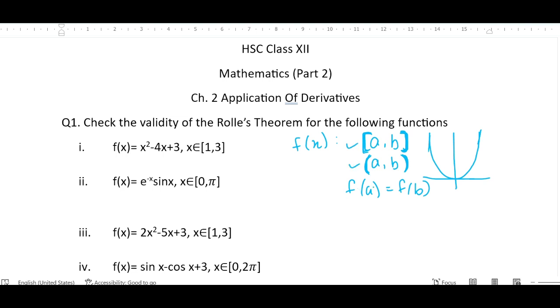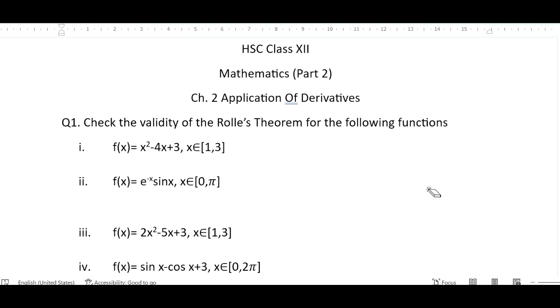Then is f of a equal to f of b? Let's check that. In this case, a is 1 and b is 3. f of 1 is equal to 1 minus 4 plus 3, which is equal to 0, and f of 3 is equal to 9 minus 12 plus 3, which is again 0. So f of a is equal to f of b. Hence, Rolle's theorem is valid for the first question.